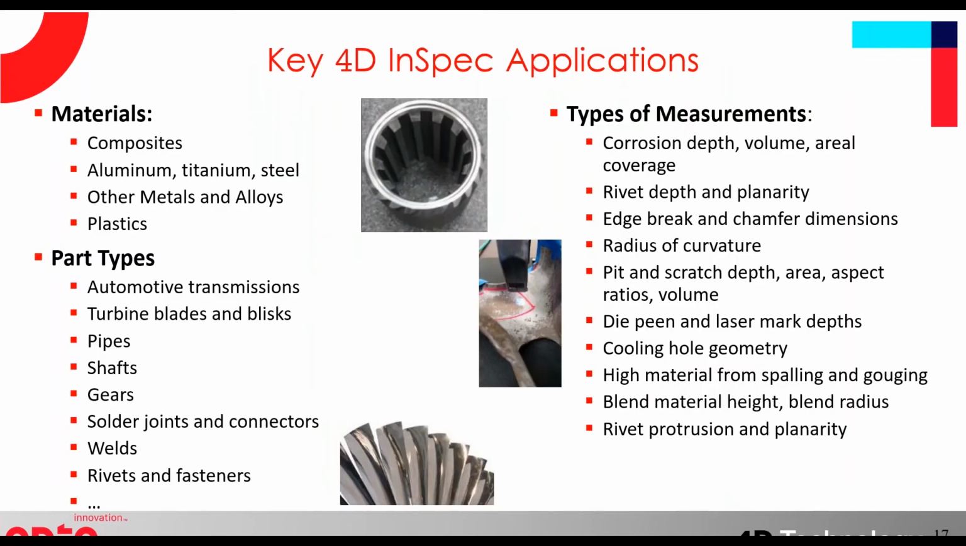I'm not going to go into a lot of detail here. You can read this on your own, and Kramer's going to show a variety of results. But the upshot of an optical technique is it is typically capable of measuring most any material and a whole variety of part types. And once you have that 3D information, you can do all sorts of different types of measurements: rivet depths and cooling hole geometries, laser marks, blend radius, rivet protrusion, all are capable with a 3D result.